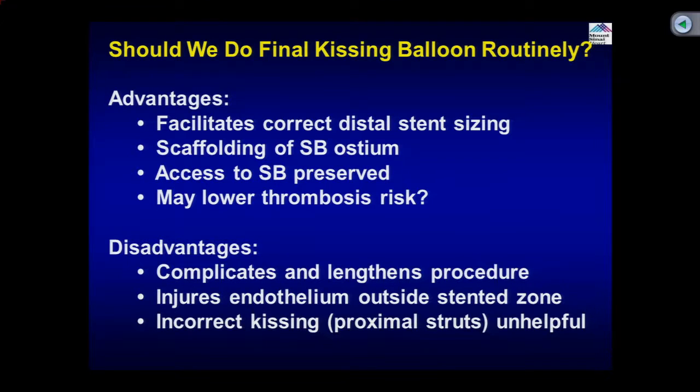The advantage of the kissing balloon is that it facilitates correct distal stent sizing and scaffolding of the side branch ostium, because one stent becomes 1.1, covers the ostium, and then access to the side branch is preserved in the future, let's say for the distal left main, and maybe lower thrombosis. But of course it complicates the procedure, that's a disadvantage, and it may create issues with the stent struts.